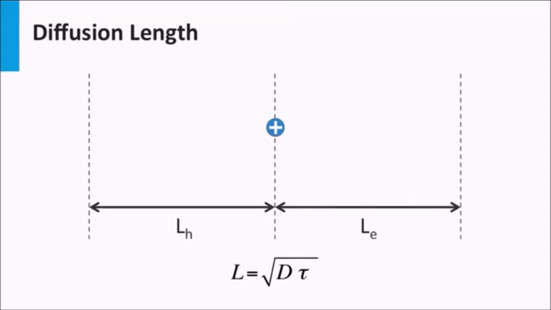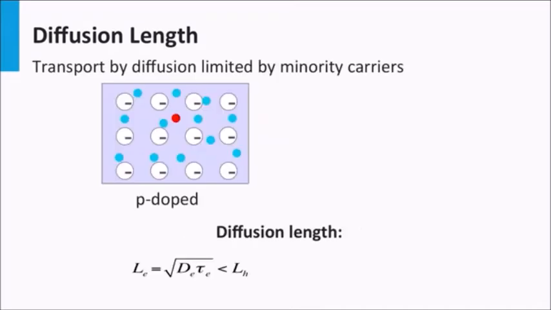The diffusion length and the lifetime are related with a relatively simple equation. L is the square root of the product of D and tau, where D is the diffusion coefficient and tau is the lifetime. Now let's consider a p-doped semiconductor material.